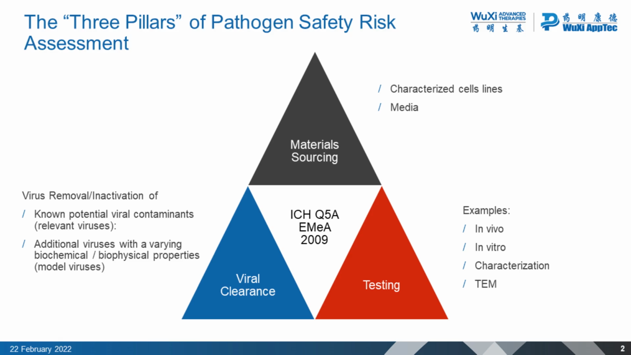Next, we have testing for the presence of adventitious agents, such as through several of the assays offered at WuXi ATU's testing services. Then, what we'll be discussing today is viral clearance. VC studies are used to demonstrate actual removal or inactivation of known potential viral contaminants using relevant viruses, and additional viruses with varying biochemical and biophysical properties using model viruses.